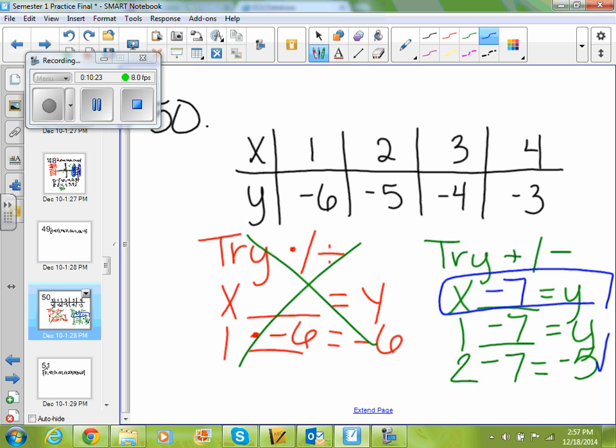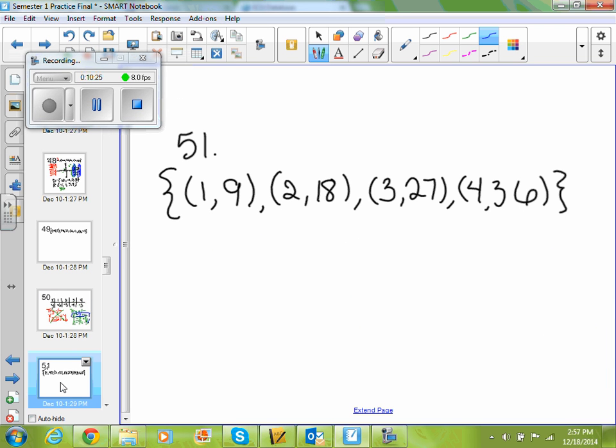So if we look at 51, let's try to do 51 in our heads. We're in the table 1, 9, 2, 18, 3, 27, and 4, 36. Raise your hand if you can figure out what you need to do to that 1 to make it be 9 and that 2 to make it be 18. Think really hard. What would we have to do to 1 to make it be 18? That could be the same thing we do to make it be 9, the same thing we do to 2 to turn it into 18.